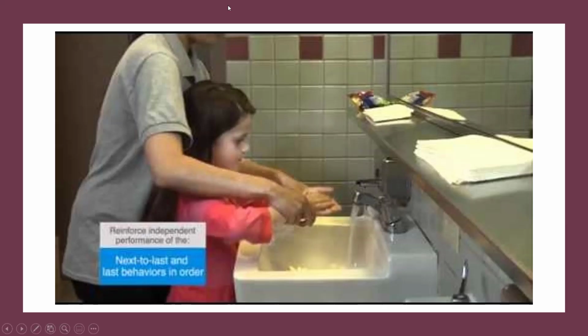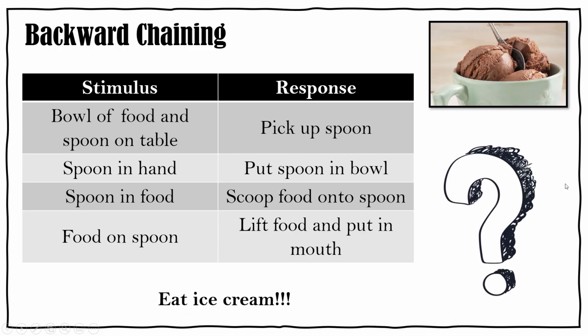I have a video for you guys in your module, and it talks about how to do hand washing with backward chaining, so you guys can go on and watch that. Okay, let's talk about our eating ice cream example that we talked about earlier. So I've kind of condensed the task analysis.